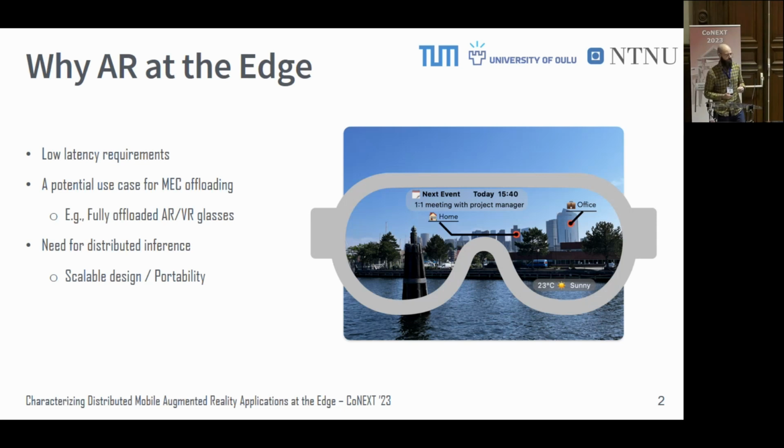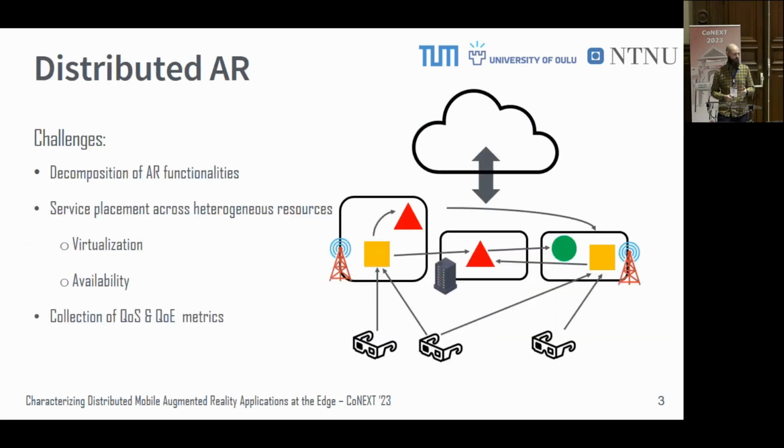The problem is, though, that in order to do so, we need a scalable design, applications that are flexible and that are portable. And here comes the distributed part of the issue. So at the edge, we have heterogeneous resources with different capabilities, different GPUs. So the availability of the hardware is difficult to predict in general.